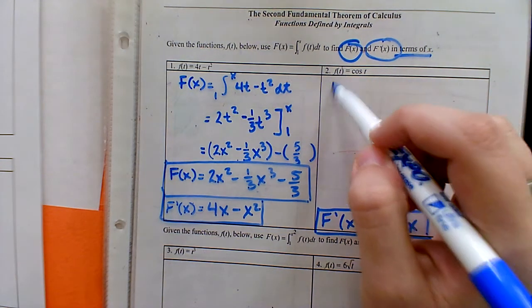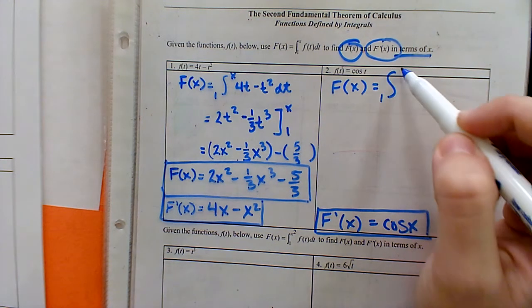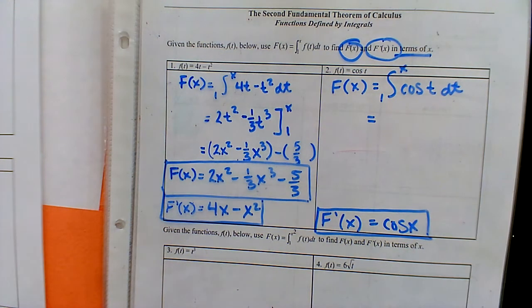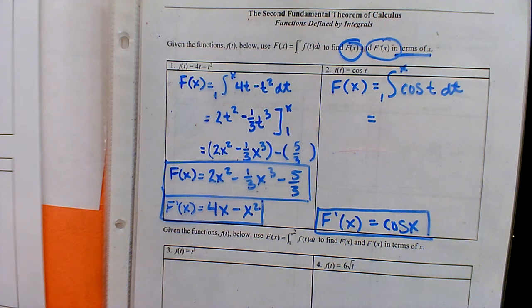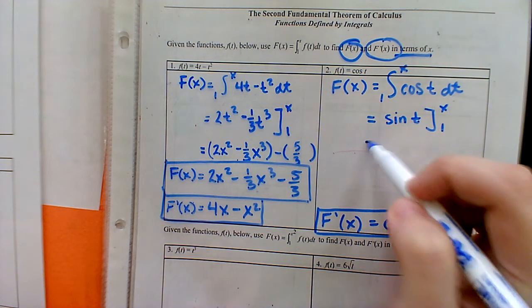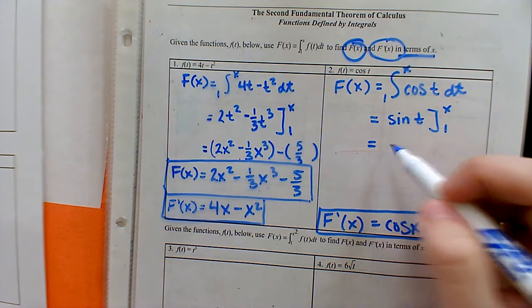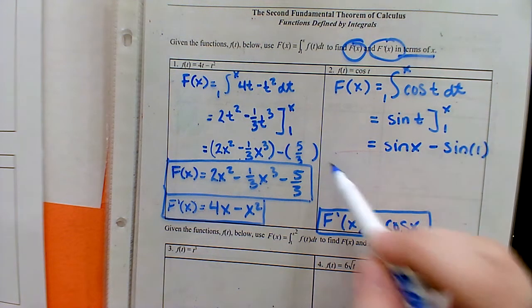All right, let's go through the actual work to find capital F of x. So we need to integrate from 1 to x, cosine of t dt. All right, so trig antiderivatives. If you have a cosine, what did you have before? What can you take the derivative of that would give you cosine? Sine. So this is sine of t. First fundamental theorem, top minus bottom, we'll have sine of x minus sine of 1.